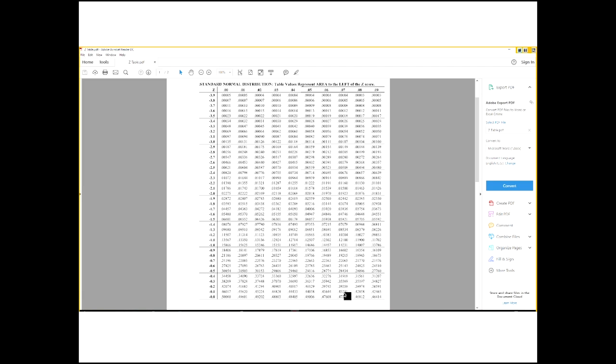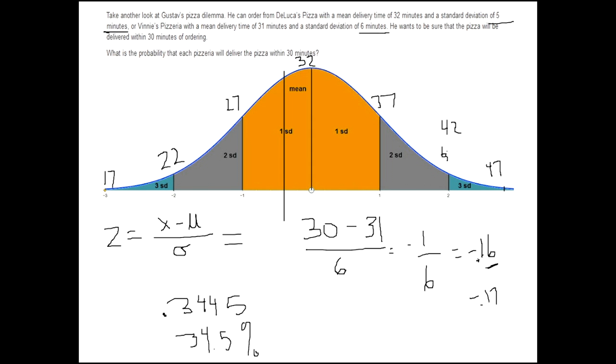Now we're going to write it down, 0.43251. I'm going to use 0.433, I'm going to round it a bit. But that means this other one, 0.433 is the probability, which means the chance is 43.3%, which means we're going to choose Vinny's.